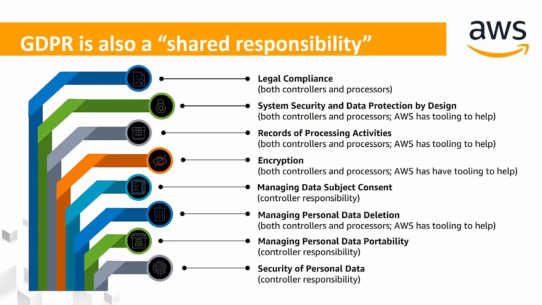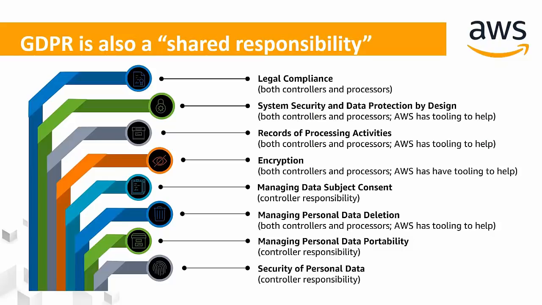So in general, the legal compliance lies with both, the controller and the processor. That's the reason why AWS is offering either a data processing agreement, which is addressing these legal requirements, or updating their service terms with clauses addressing GDPR. The second area is the system security and data protection by design.